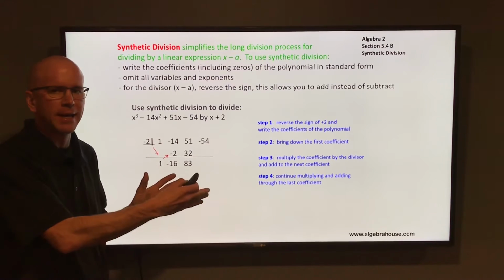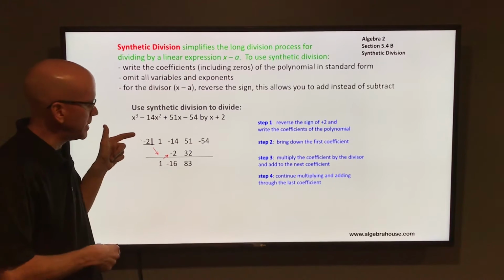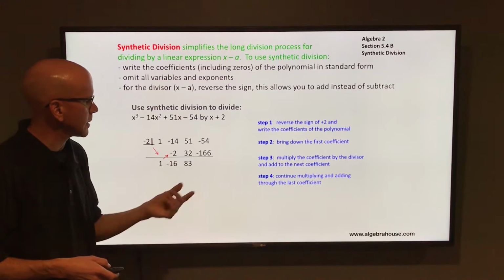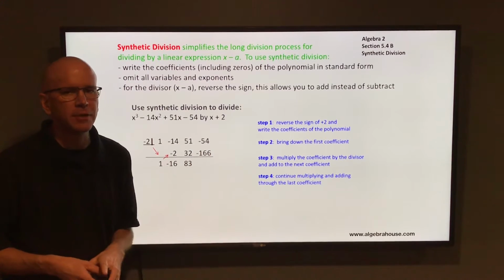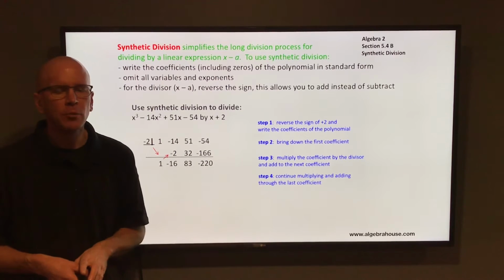It's just multiplying and adding from here on out. Go back to the box. You always go back to the box when you multiply. Negative 2 by 83. That is going to be negative 166. Put that under the next coefficient. And then you add negative 54 and negative 166. That would be negative 220.